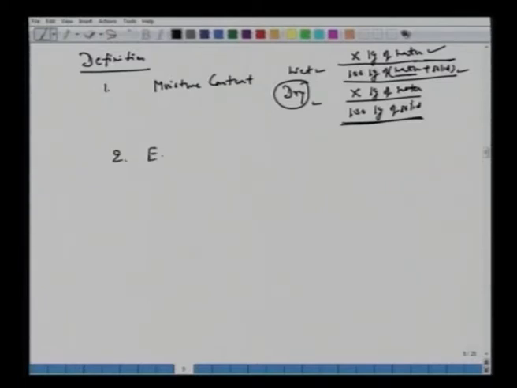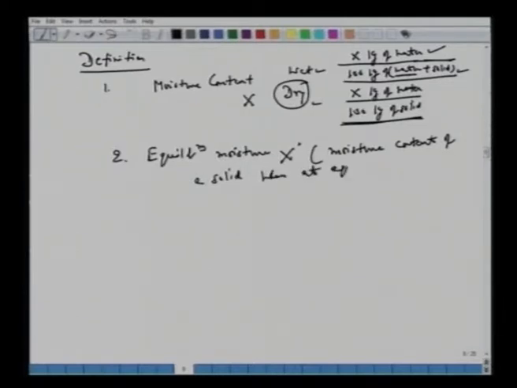We talked of equilibrium moisture. When we have equilibrium moisture, we denote it by X star. So we are saying moisture content, again this could be dry basis or wet basis, content of a solid when at equilibrium with the given partial pressure of the vapor.